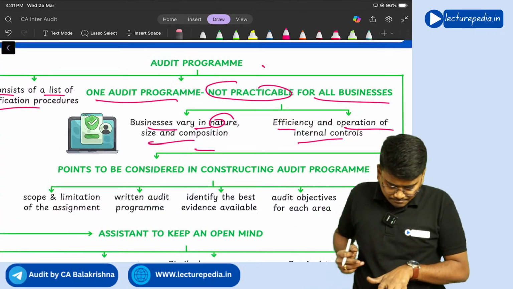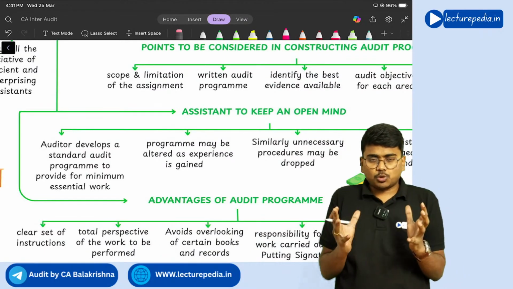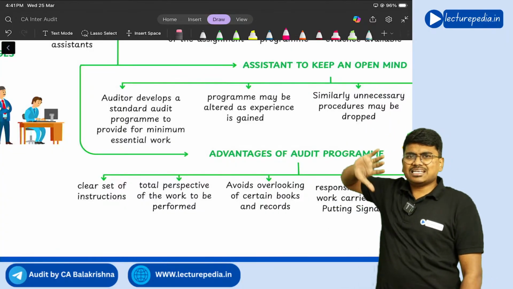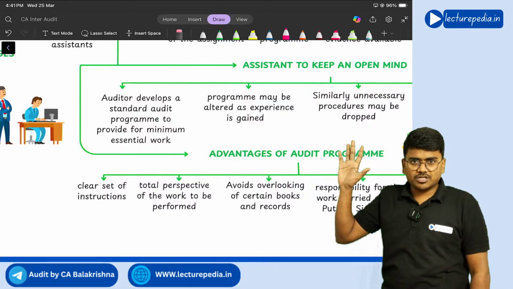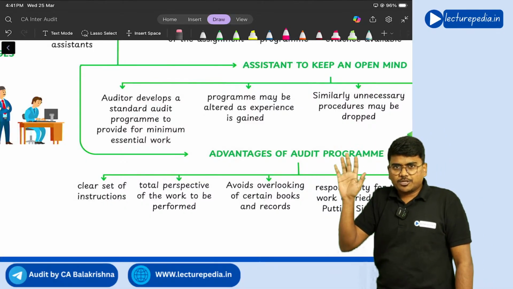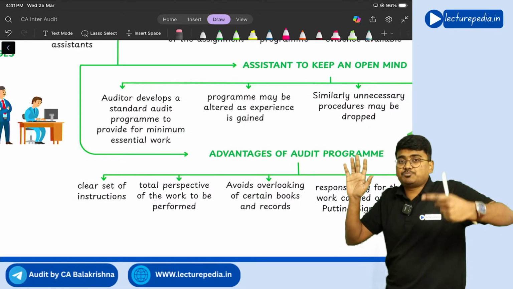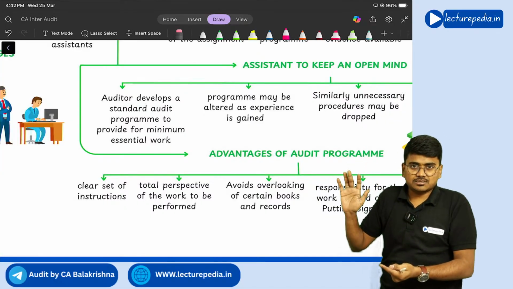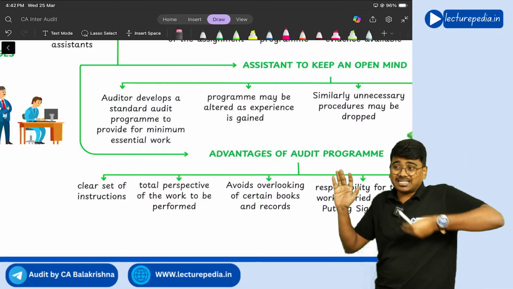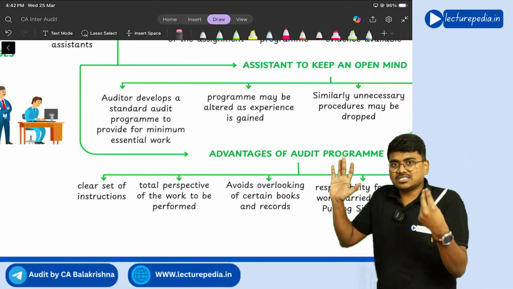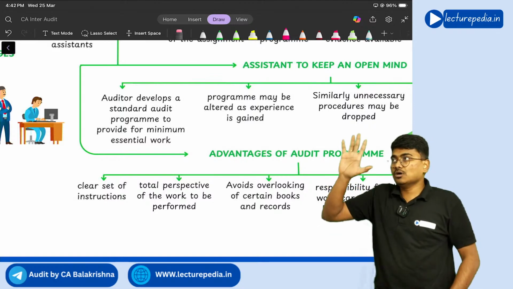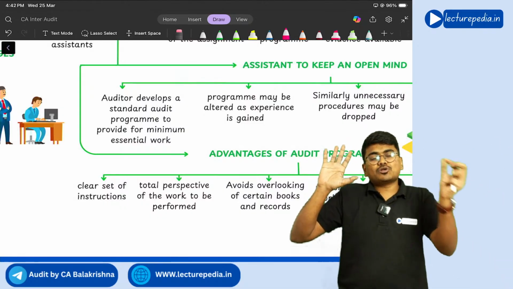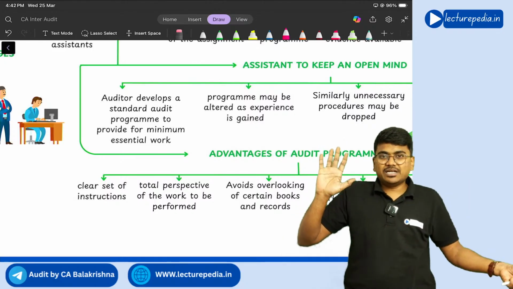Understanding? Generally, how the audit program will be developed is, the auditor will develop a standardized audit program. Okay, a standardized audit program will be there. For this standardized audit program, as he gathers experience, more procedures will be added to this. And in some situations, if he feels that certain procedures are not required for this particular entity, the procedures will be removed from this program. Understanding? So for this standardized audit program, based on the requirements of the entity, new procedures will get added, existing procedures will be deleted.